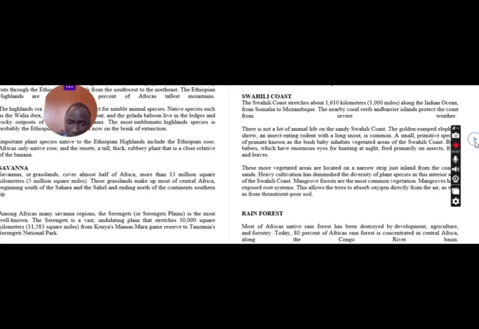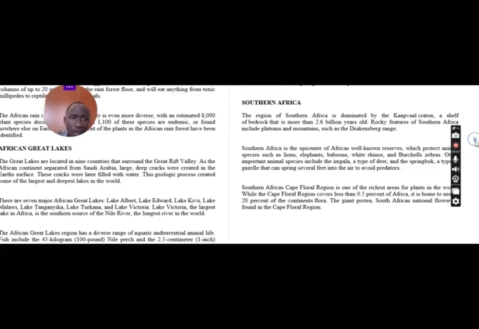Then you have what we call the rainforest. About 80% of African rainforests are concentrated in Central Africa along the Congo Basin River. So that is what we call the forest river.